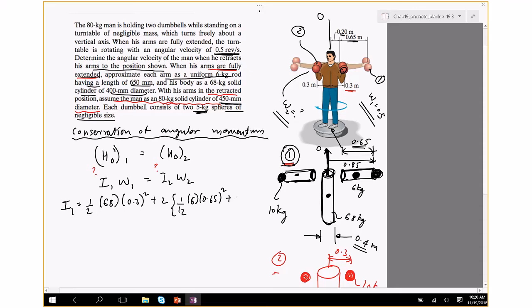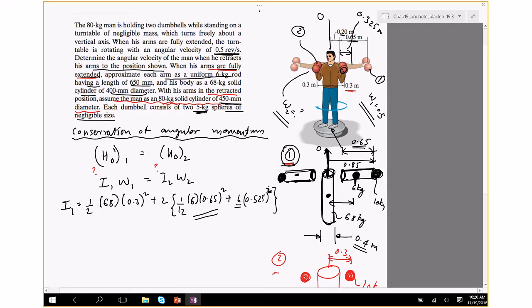The parallel axis theorem says that the inertia is the inertia about the center of mass, which I wrote down, plus 6 times the distance squared. 6 is the mass, and the distance is from the center of mass, the black dot, to the axis. So this distance looks like it's 0.2 plus half of this distance, 0.325 plus 0.2, so 0.525. So that takes care of the arms.